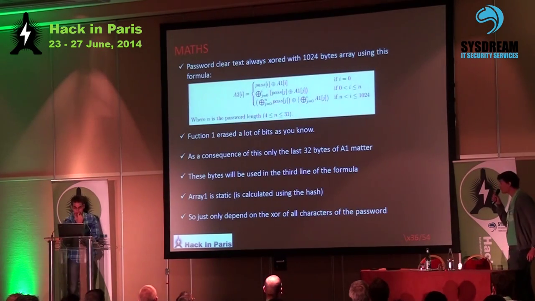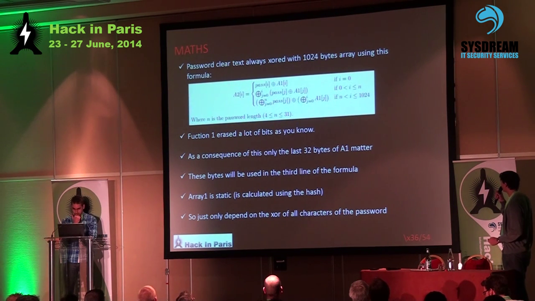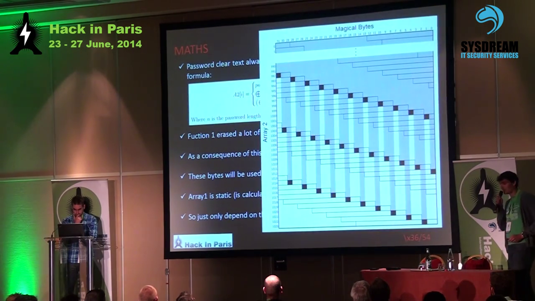The password clear test always starts with a 1024-byte array, using this formula. This is the formula I have to use in order to create array two. Function one erases a lot of bits, as you know. As a consequence, only the last 32 bytes of array one are important. But why the last 32 bytes of array one?